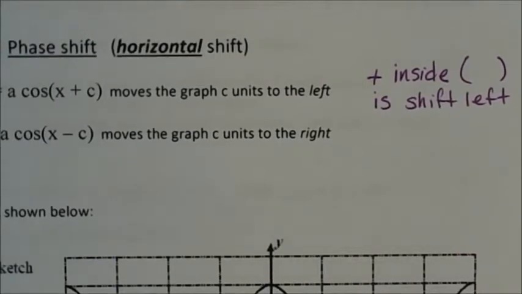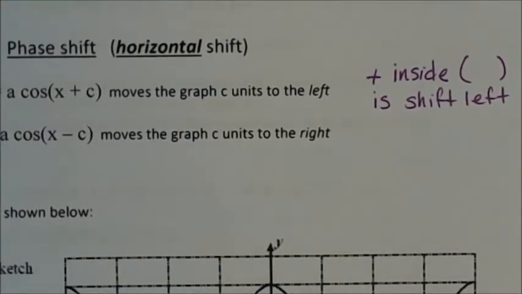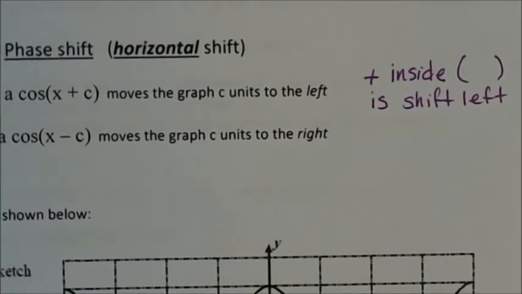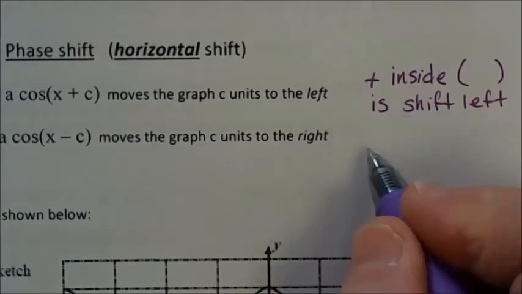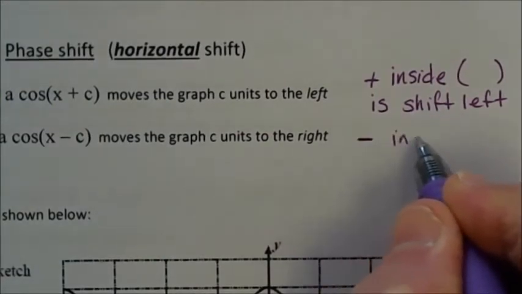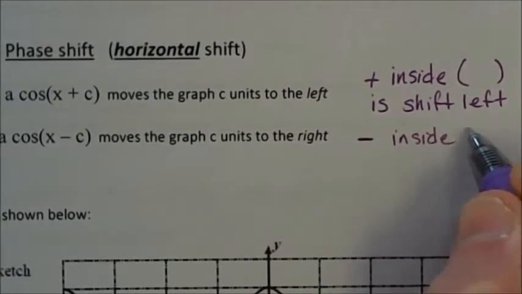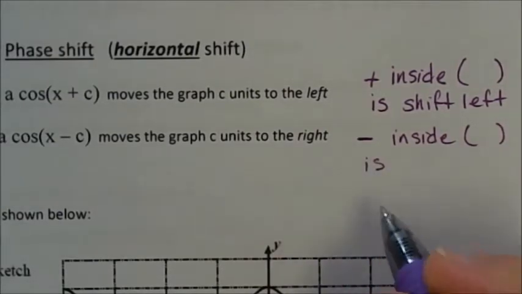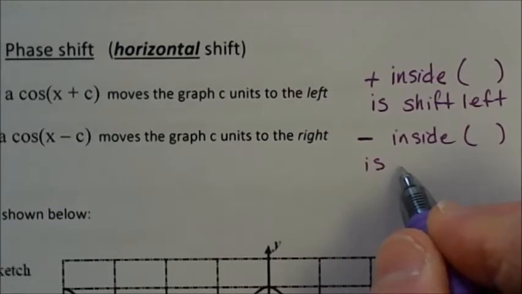And for y equals a sine x minus c, or y equals a cosine x minus c, this moves the graph c units to the right. So a minus inside parentheses produces a shift to the right.